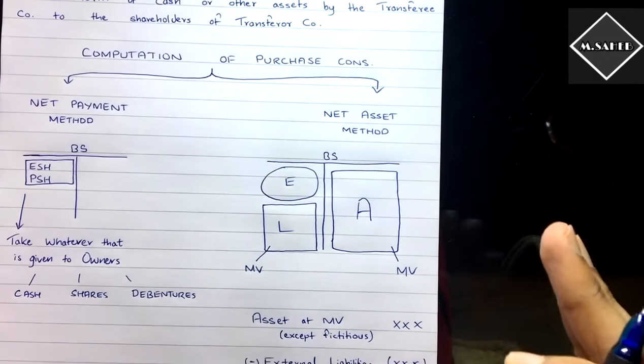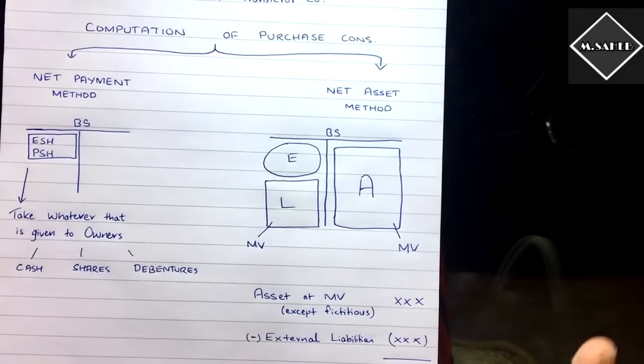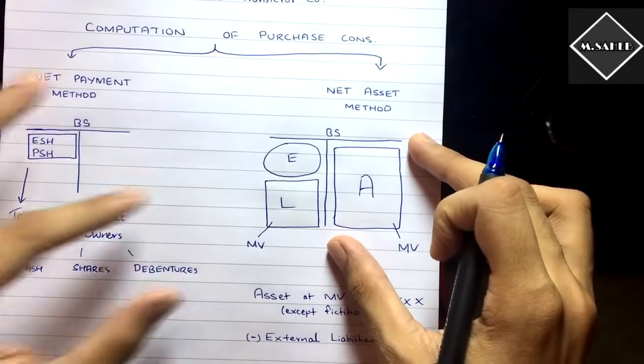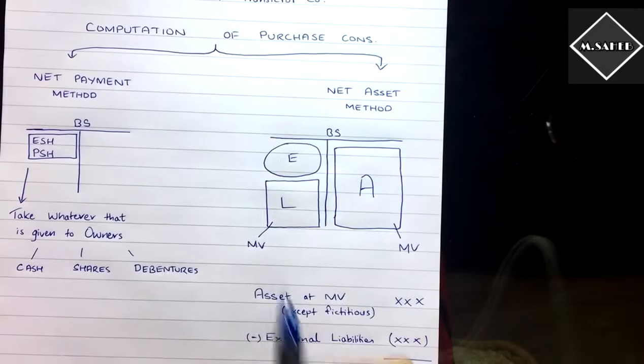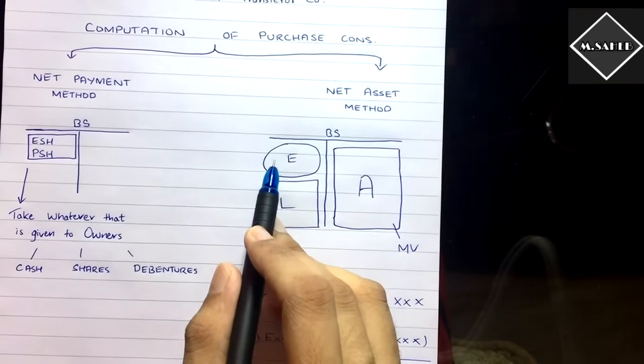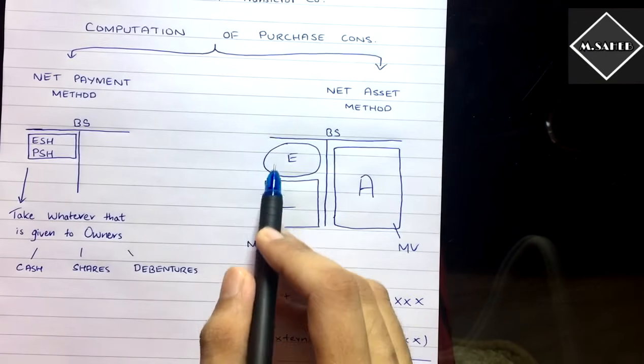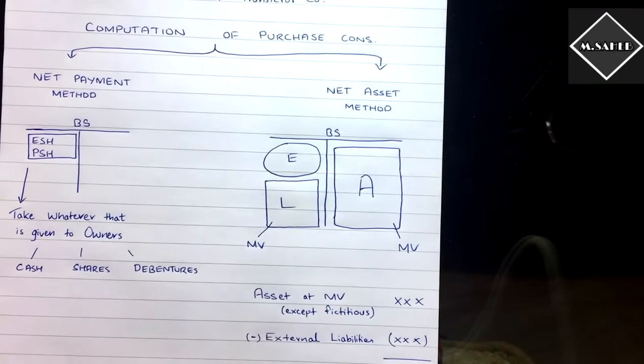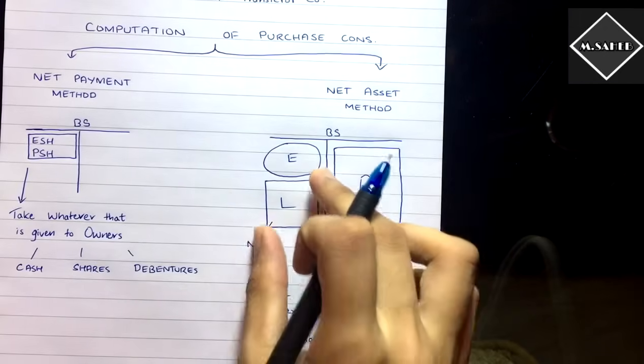See, in the net asset method, let's say this is a balance sheet. Here we have assets, here we have liabilities, and here we have equity. What comes under equity? Preference share capital, equity share capital, and reserves and surplus come under equity, right? Then we have liabilities here and assets here.